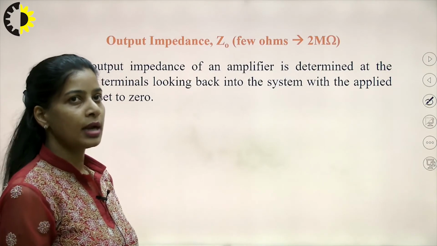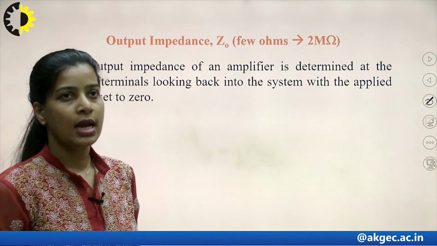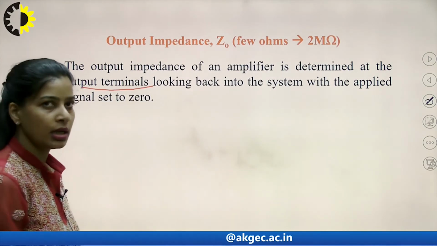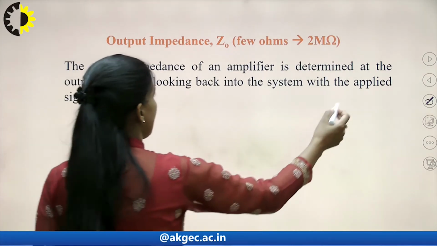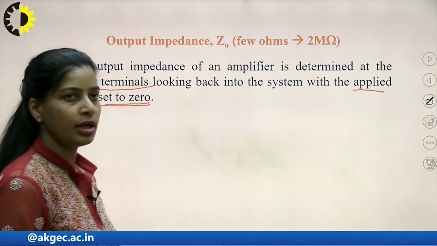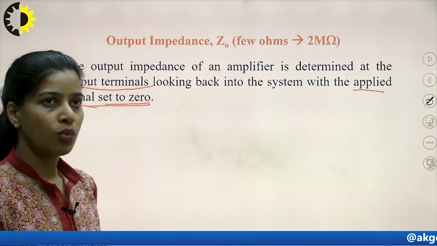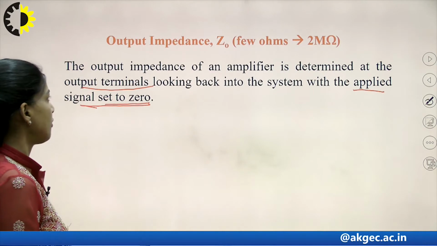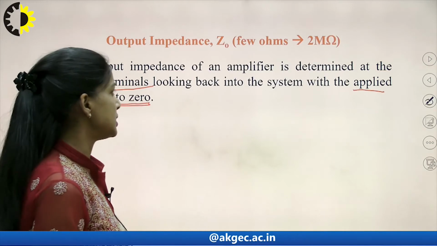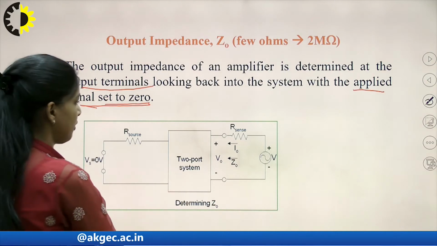Output impedance is of the order of a few ohms for this. The output impedance of an amplifier is determined from the output terminal looking back into the system with the applied signal set to 0. The signal that we applied at the input is set to 0, then we look from the output node, and the impedance visible from the output is the output impedance of the system. This is our two port network that we have taken for the analysis.